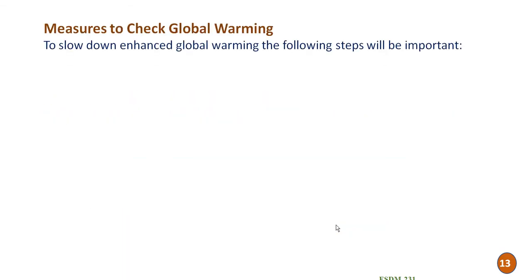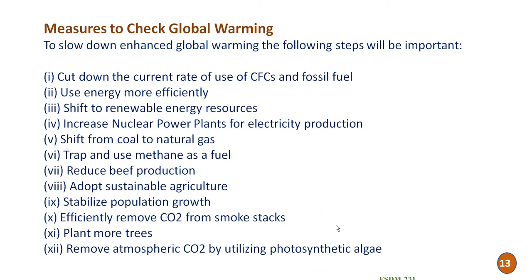Then what are the measures to check global warming? To slow down the enhanced global warming, these are some important steps. First is to cut down the current rate of use of CFCs, the chlorofluorocarbons, and fossil fuels. Then use energy more efficiently, shift to renewable energy resources, and increase newer nuclear power plants for electricity production so that pollution is controlled.